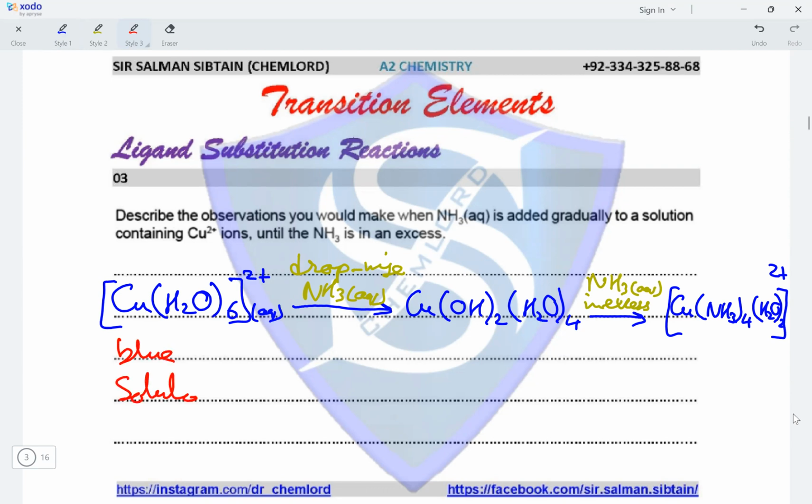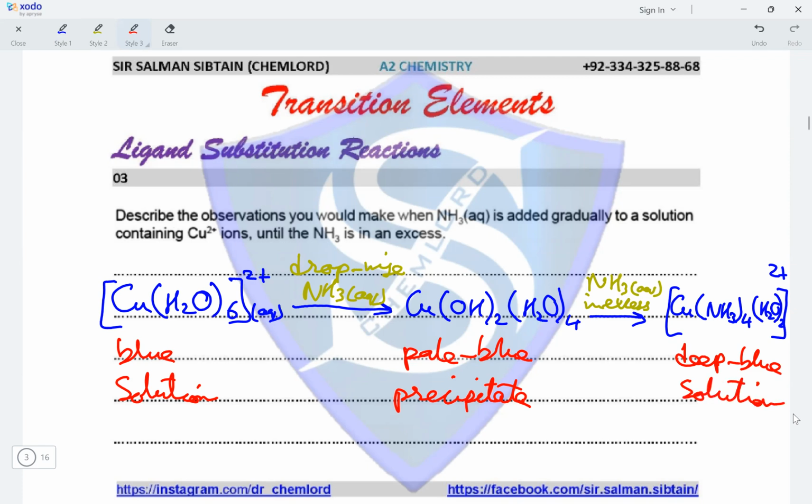and the color changes would be we start off with a blue solution which is converted into a pale blue precipitate which is further converted into a deep blue solution. So these are the changes that take place upon gradual addition of ammonia until it is in excess, along with the ions that are responsible for the said colors.